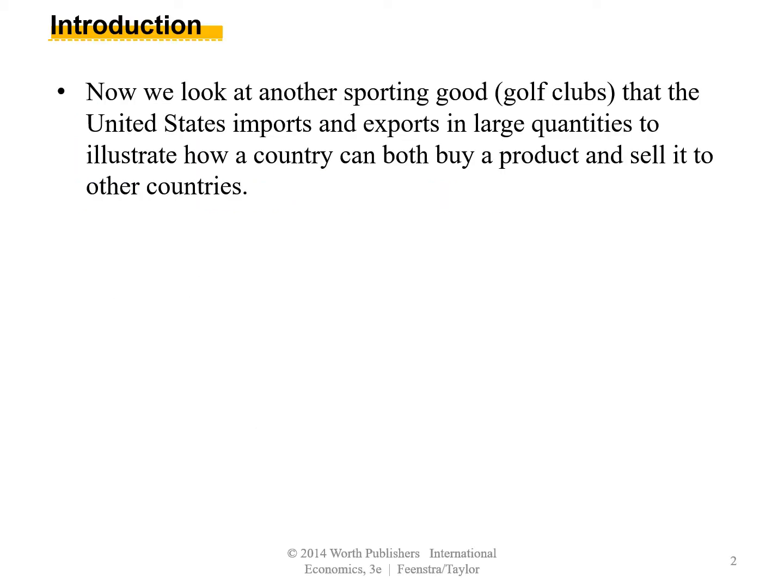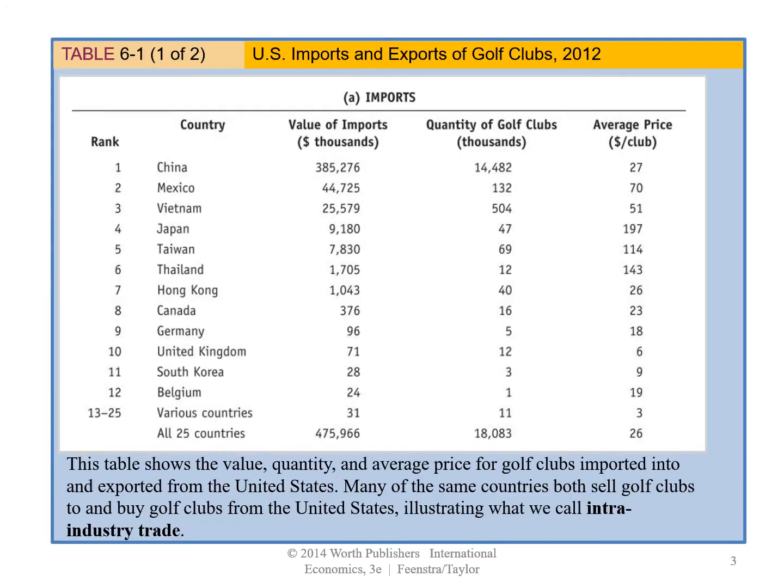Here's an example of one good which has a two-way flow. The United States both imports and exports golf clubs. So here is data on US imports of golf clubs, and you can see the number one import source is China, then Mexico, then Vietnam, then Japan, Taiwan, Thailand, and so on.